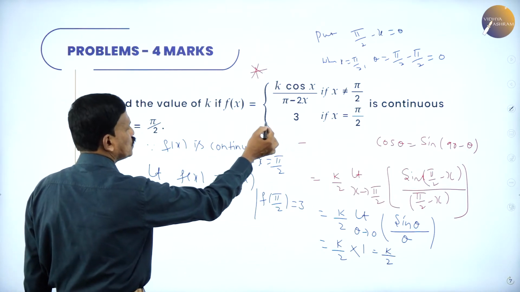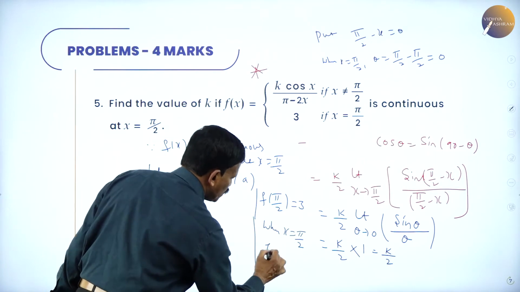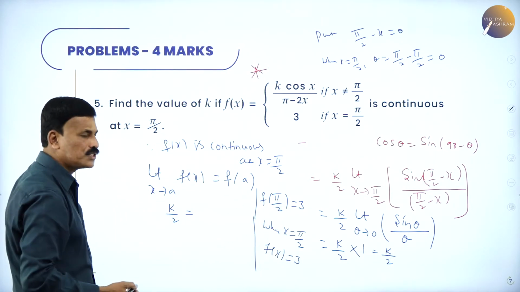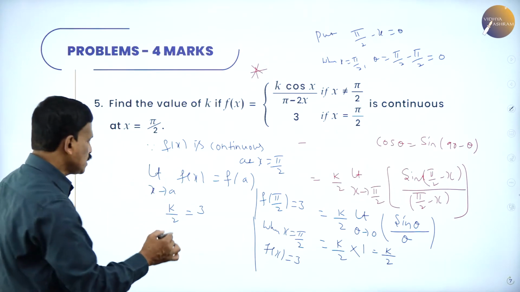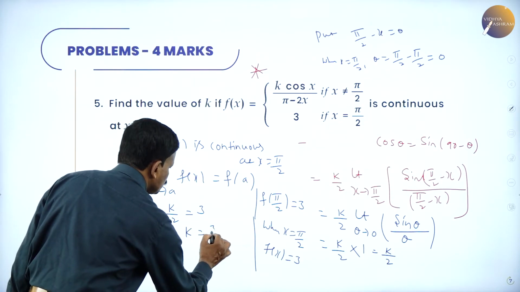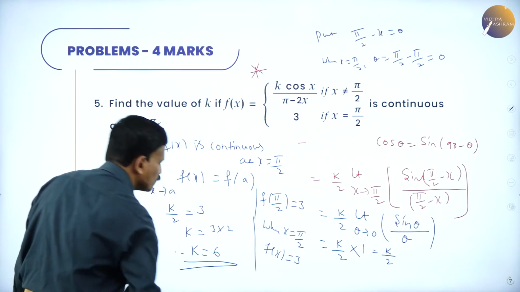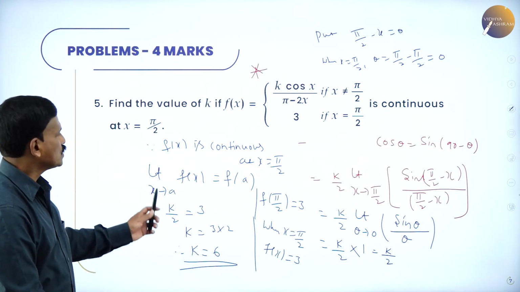When x is equal to pi by 2, f of x is equal to 3. Therefore, f of pi by 2 is equal to 3. So k by 2 is equal to 3. Cross multiply this. K is equal to 3 into 2, therefore k is equal to 6. 6 is the required answer. So therefore, the value of k is equal to 6.